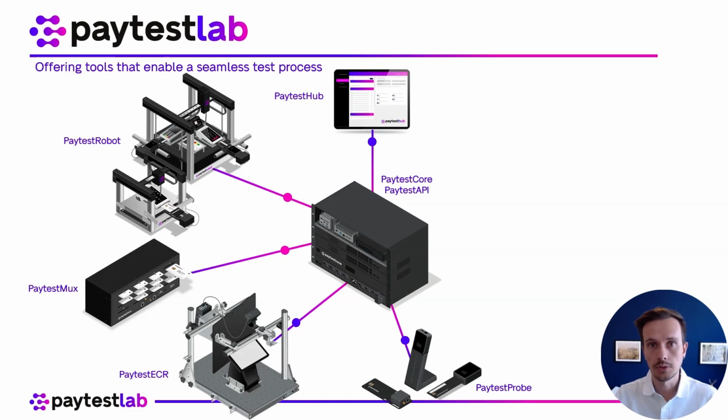We have our own probe, the Paytest probe. This is a 3-in-1 interface with contact, contactless, and MagStripe, and it's connected through network, so through LAN or through Wi-Fi, with the multiplexer from where we can pick up the cards for testing. So you can share one card across multiple environments together with the Paytest probe.